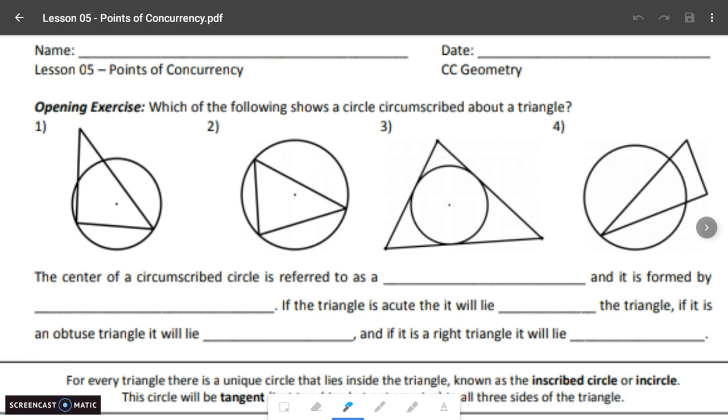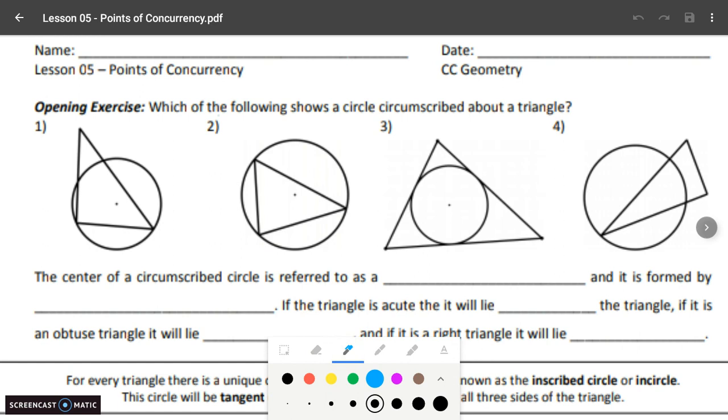Hi all. Today we're going to look at the different points of concurrency that we can create through construction. So recall that we have made a construction that involves one point already. We've talked about a circumscribed circle, which is just a circle that's around a triangle, which has each of the three vertices lying on the circle. And that's best represented by choice 2.